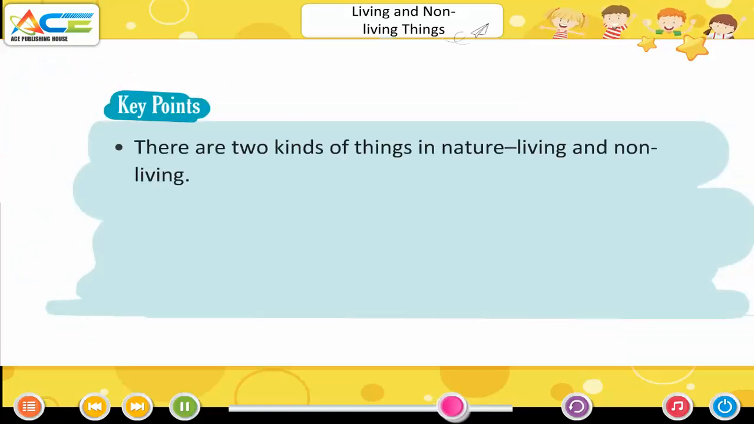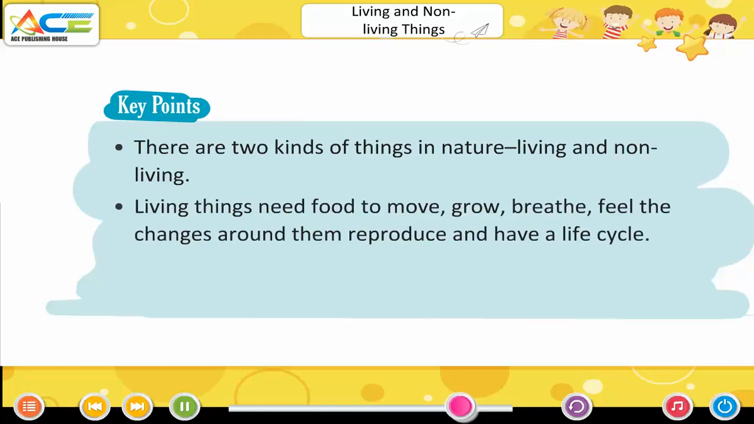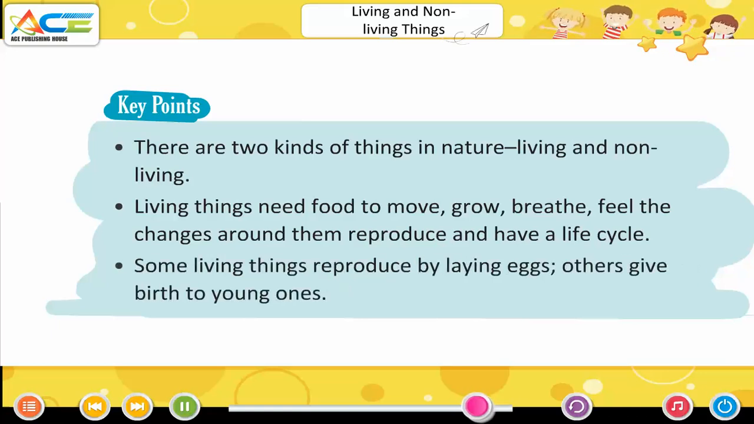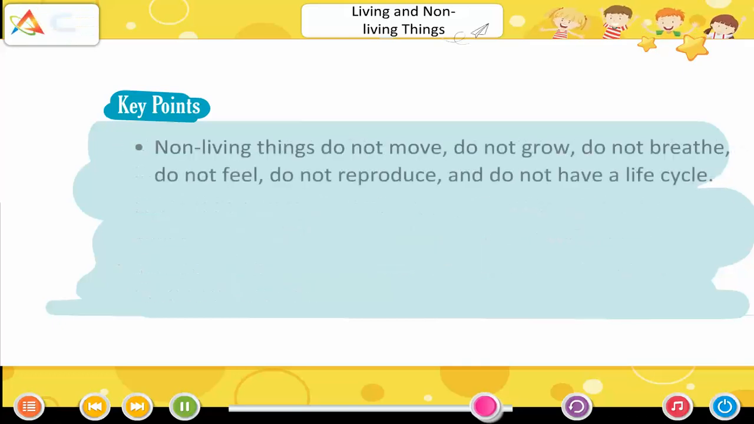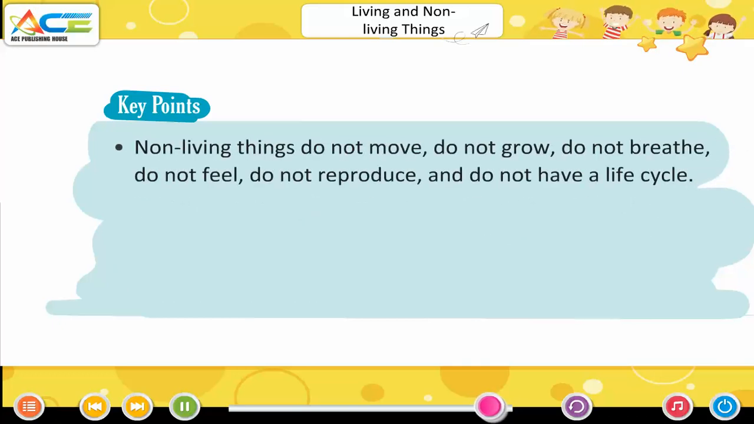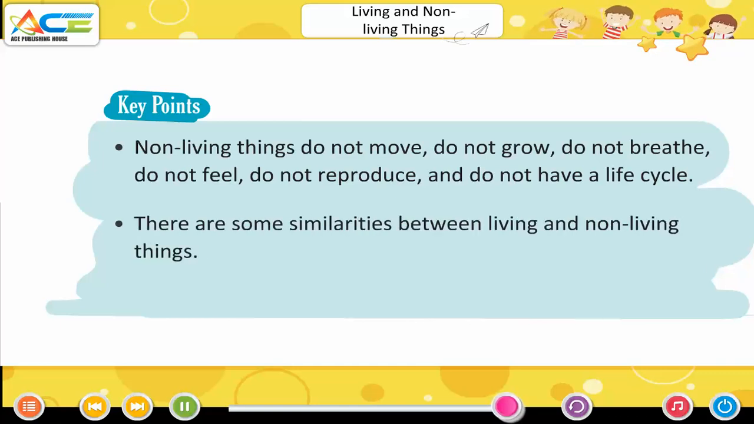Key points. There are two kinds of things in nature, living and non-living. Living things need food to move, grow, breathe, feel the changes around them, reproduce and have a life cycle. Some living things reproduce by laying eggs, others give birth to young ones. Non-living things do not move, do not grow, do not breathe, do not feel, do not reproduce, and do not have a life cycle. There are some similarities between living and non-living things.